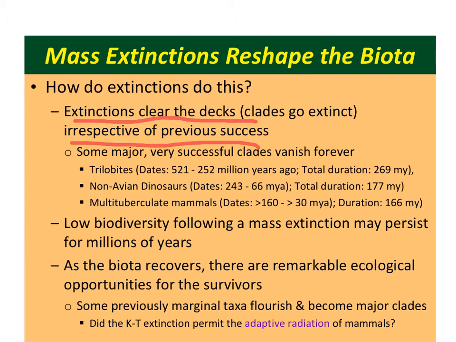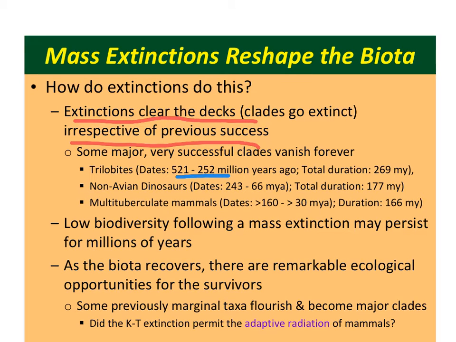So the trilobites arose during the Cambrian explosion and lasted almost 270 million years until a mass extinction, the Permian mass extinction. 252 million years ago, they vanished entirely. So some very successful clades vanished forever.